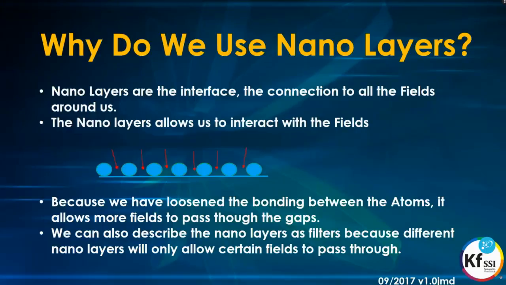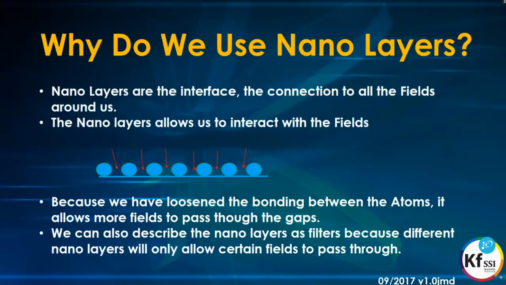So why do we use these layers? The nano layers are the interface, the connection to all the fields around us. It's these nano layers that allow us to start interacting with these fields, because we have loosened the bonding between the atoms. It allows more fields to pass through these gaps.